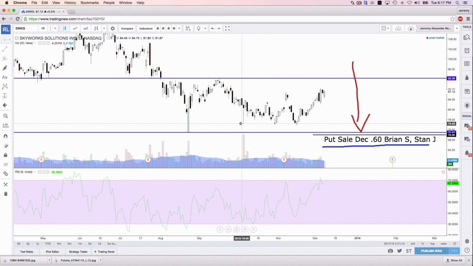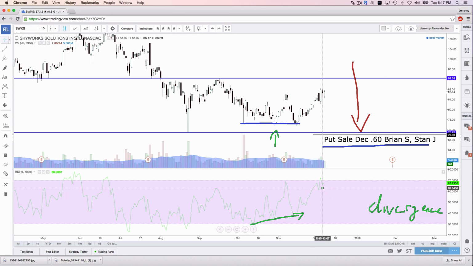But based on this short-term support right here, and here's my little trick on RSI: RSI was actually making higher lows. So when the stock was making relative lows, RSI was making higher lows. When the stock and RSI have different peaks and different valleys, I call that, and other traders call that, divergence. So that gave me enough information. The divergence between RSI and the stock, the fact that you had a really, really strong support at 71, and the fact that you had a little bit of a morning star reversal pattern right there, gave me enough information to say, all right, I feel pretty comfortable selling a put here at $70.